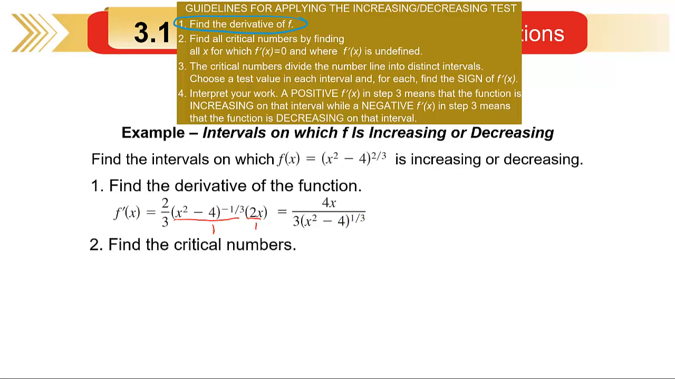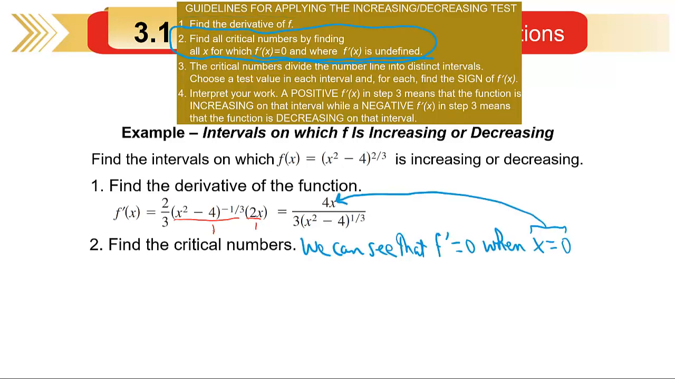Second step, find the critical numbers. Well, the critical numbers come from setting the derivative equal to 0 and looking at where the function is undefined. For a polynomial function, we didn't have to worry about the derivative being undefined, but this is not a polynomial function, so you really have to be careful here. You can easily see that you can make that derivative 0 by making x 0.